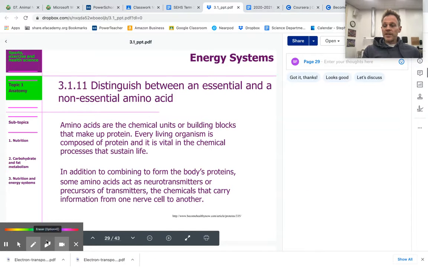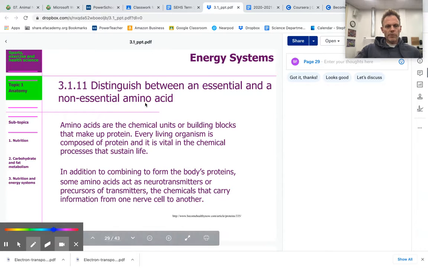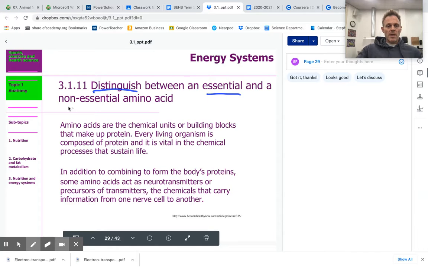3.111 wants us to distinguish, and you all remember what distinguish means. Distinguish means to tell the difference. So what is the difference between an essential amino acid and a non-essential amino acid? Well, first of all, they're both important. Amino acids are going to form all the proteins that we use in our body.